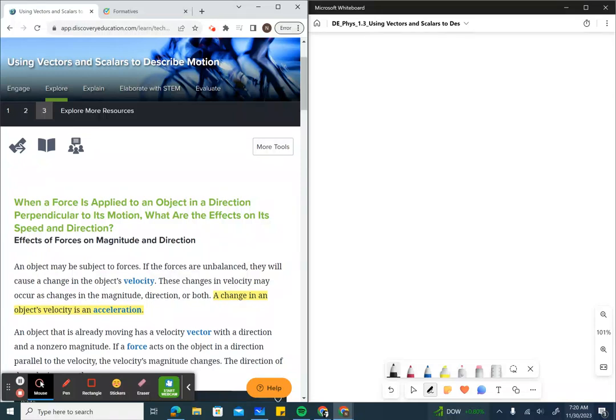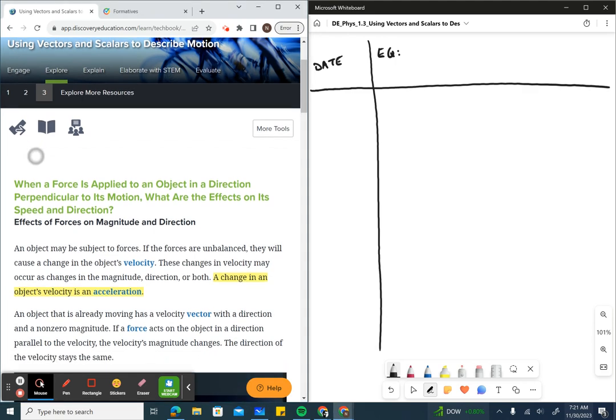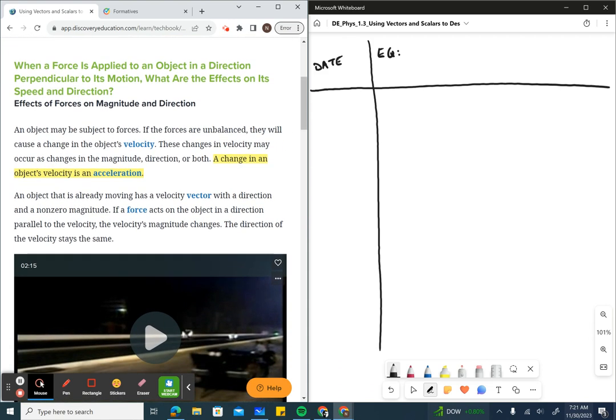All right, let's take care of this last explore. Explore number 3 of using vectors and scalars to describe motion. We'll go ahead and take care of our Cornell notes, draw our templates, write down the essential question we'd like to be thinking about. This is going to be guiding our note taking. That essential question is here in green.